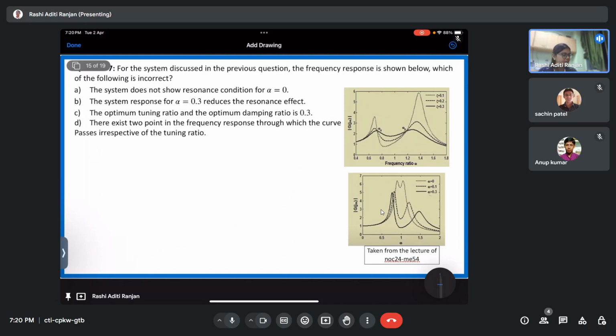And this figure actually shows the variation of frequency response with my alpha. How is alpha actually changing the system properties? And the figure which is shown above it actually shows the variation of frequency response with damping ratio.